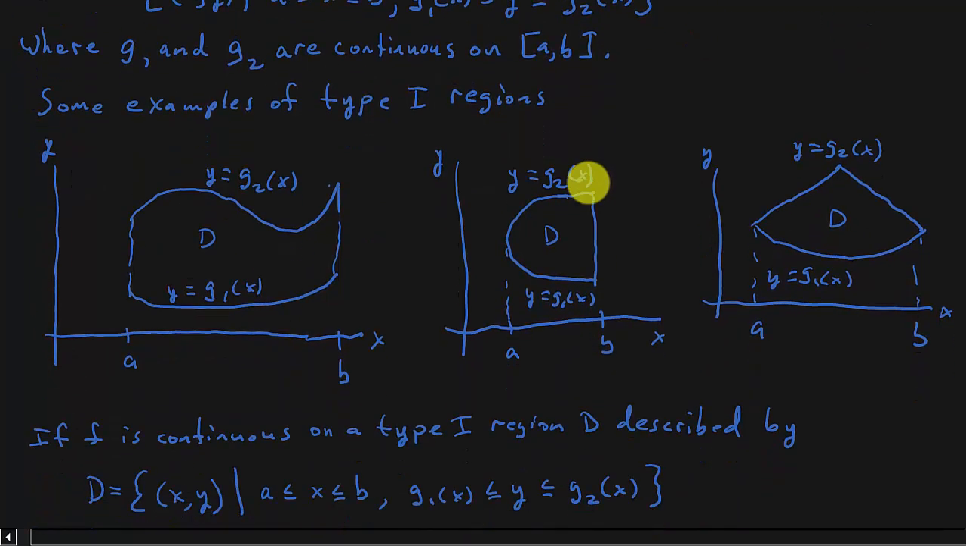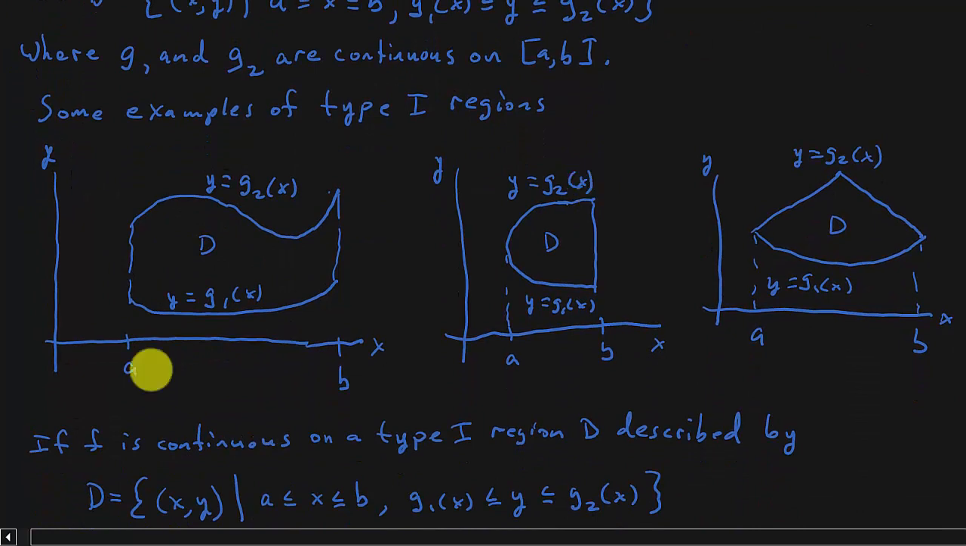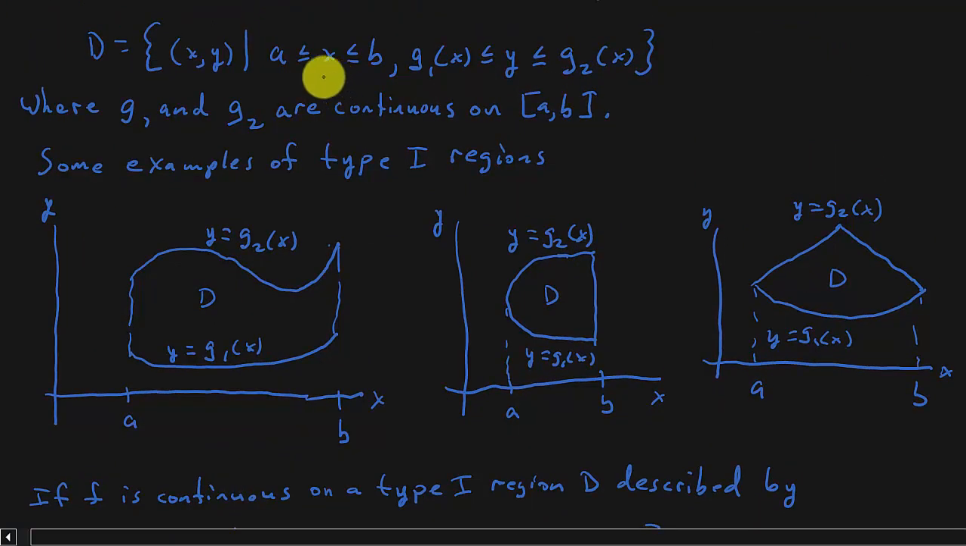And here's some examples of type 1 regions. So you can see here we've got the x-axis between a and b. See, our x values are between a and b, and our y values are between two functions. And here's another example, and then here's another example.